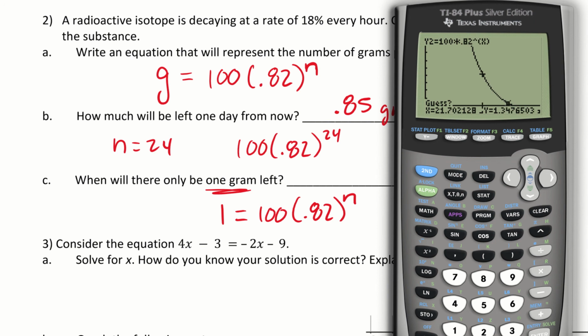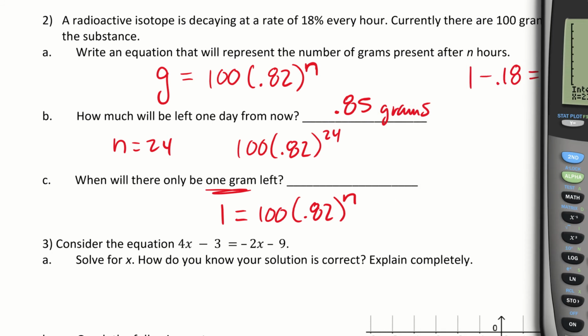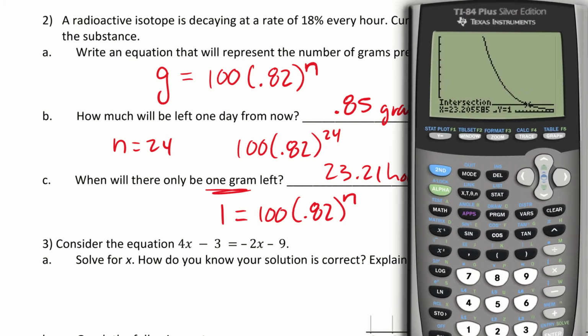You don't have to get really close. I got it around 21 hours. Then I press enter, and it's going to find, and there it is. You see it found 23.21, right? So I'll write that down at about 23.21 hours. So it's an hour and then 21 hundredths of an hour. I could convert that into minutes, but I'm just going to leave it as fractions of an hour. Now, what's nice is on my screen right now, you can see X is currently a value.